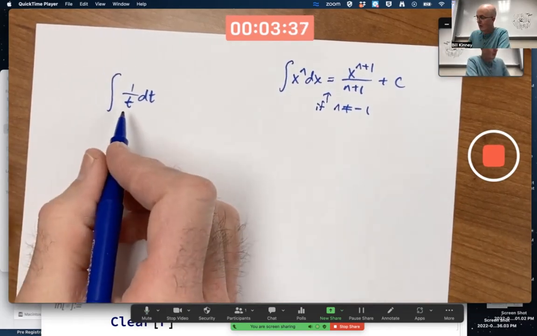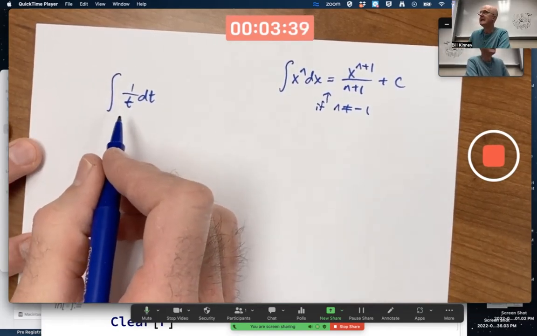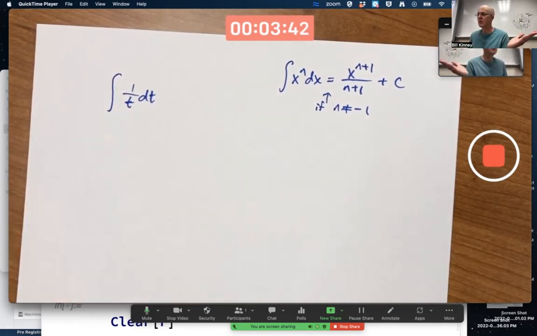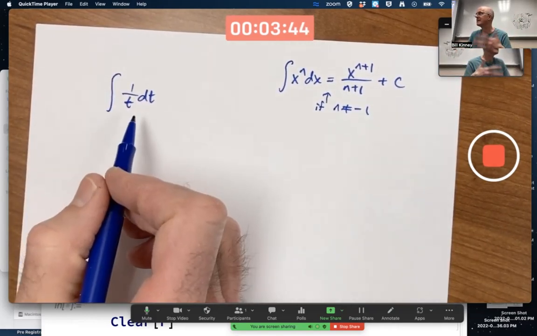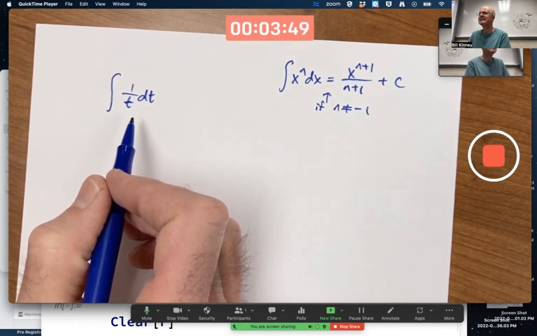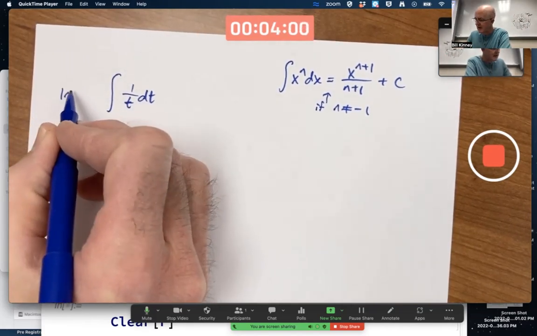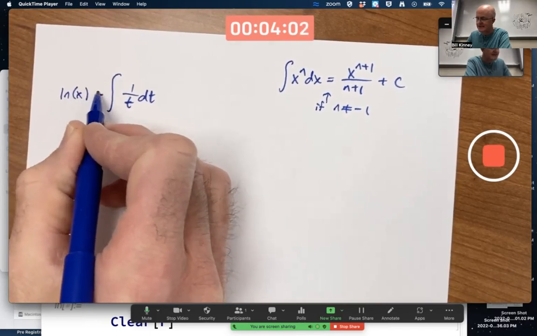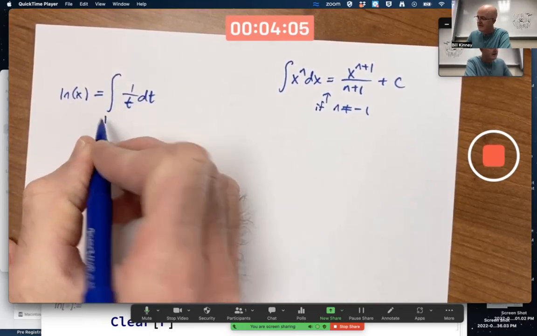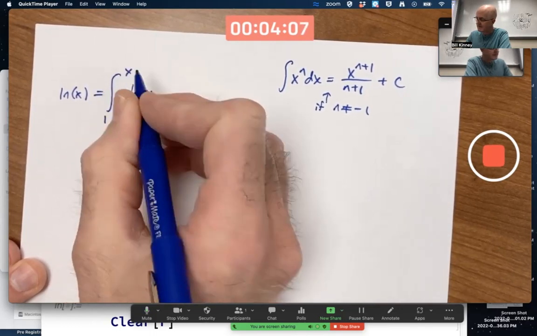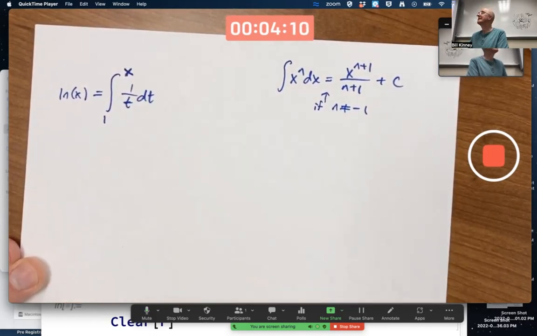But 1 over x, or 1 over t if you prefer, is certainly a nice continuous function when the variable is positive and also when it's negative, not 0, because you'd be dividing by 0. So this integral should make sense. Effectively, what happened, I'm not sure who did this back in the 1600s, they defined the natural log of x by this integral where we're going to do a definite integral from 1 to x. This was essentially the definition of the natural log function.